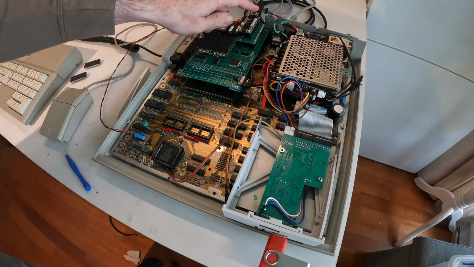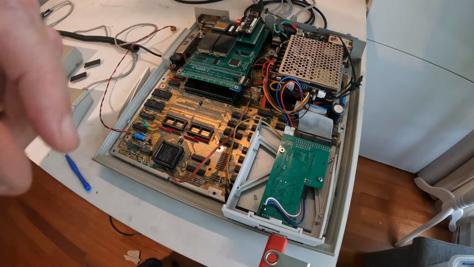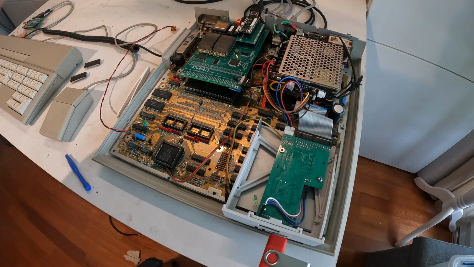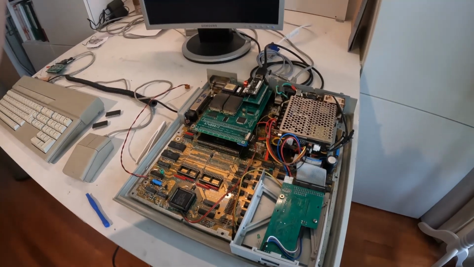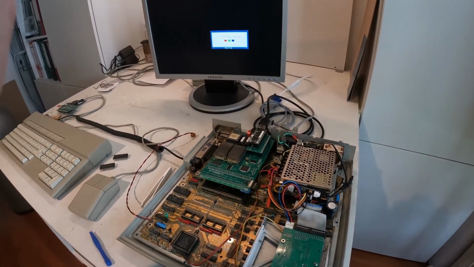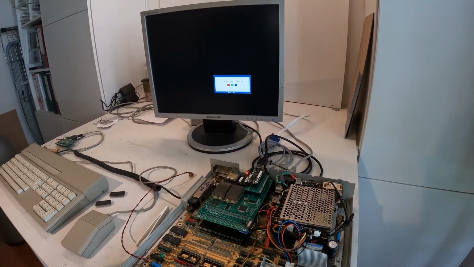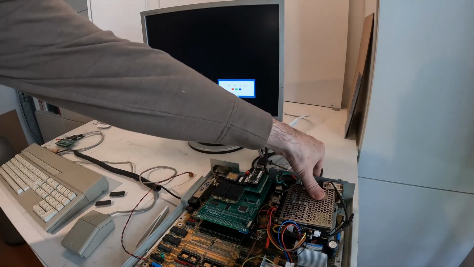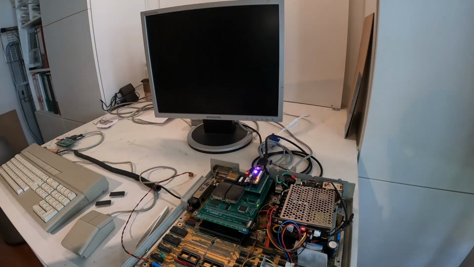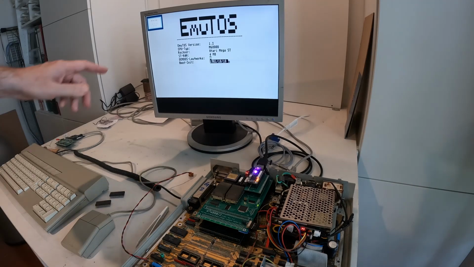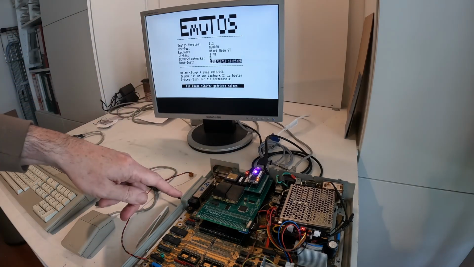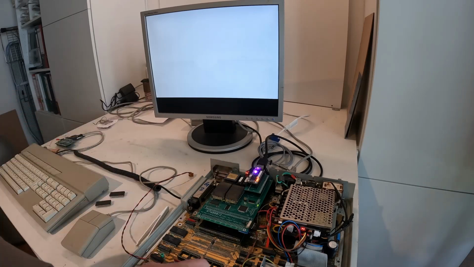So now the HDMI goes to the same display, but it has two inputs, so we can switch between them. Moving it to the screen. Everything's connected, so we power it on. And immediately we have EmuTOS booting from the card. The card boots.